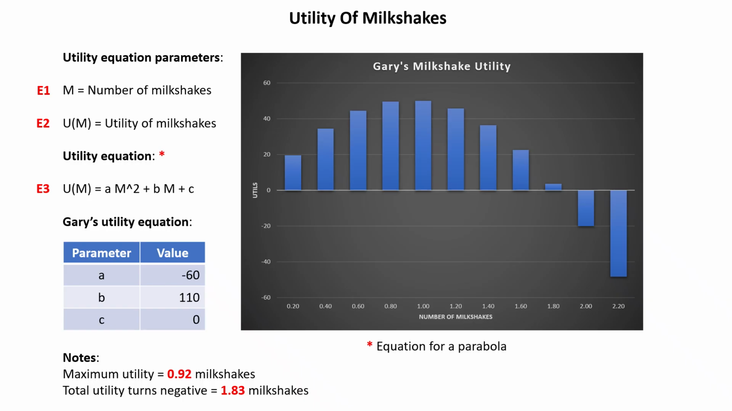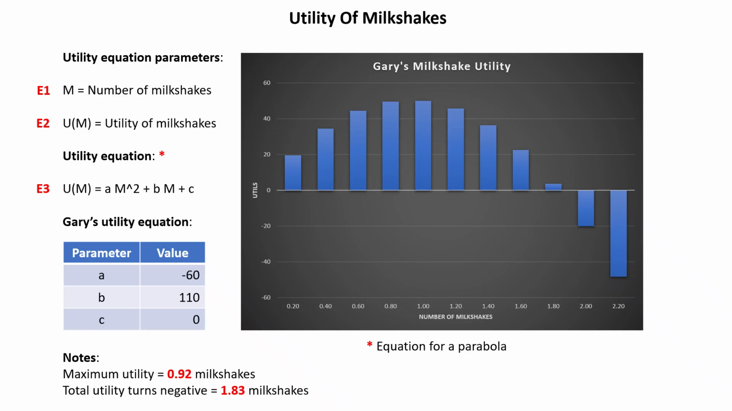So I toyed around with this model, and I came up with the parameters of A equals -60, B equals 110, and we're going to assume that C is constant as 0. To the right, this is what the graph looks like for my utility of milkshakes. What you can see is it increases as the number of milkshakes increases, but then it starts to decrease, eventually going negative. So when it goes negative, basically I'm sick as a dog. So my total utility definitely at that time is 0.